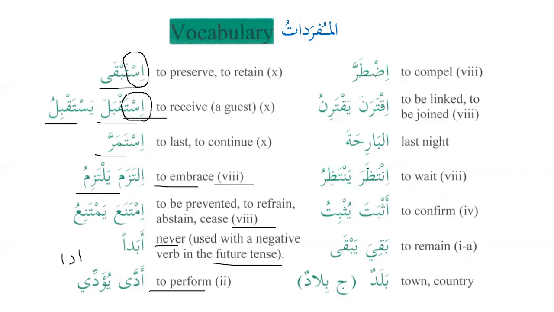So is it from verb form 2 as it's written? Yes, it is. That's right. It is form two. Okay, right. So sabbaha that means yusabbihu. Sabbaha yusabbihu. That's right. Okay.